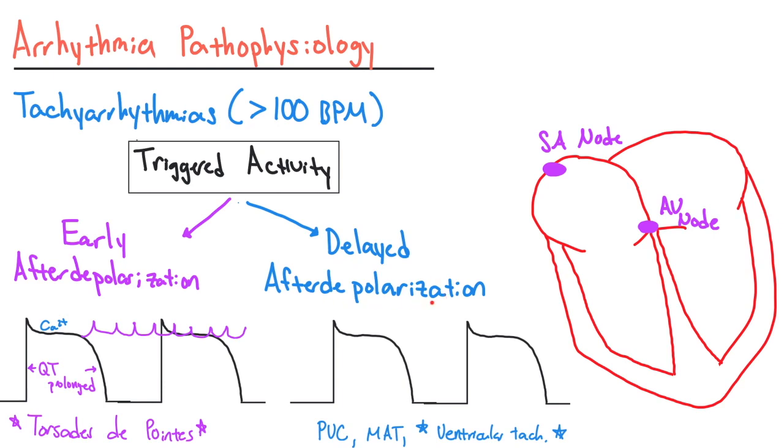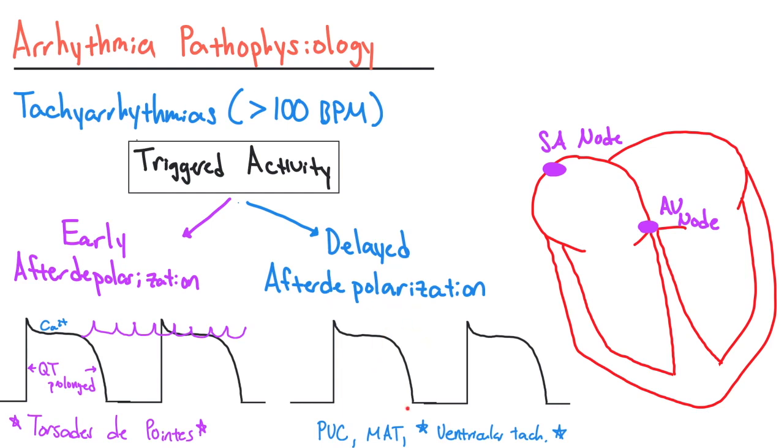Delayed after depolarizations are slightly less well characterized, but the main thing I want you to understand here is this stems from some sort of issue with the intracellular handling of calcium. I want you to think about this as if you have a lot of calcium in the cell, that could be in the sarcoplasmic reticulum. If that happens, you risk the calcium starting to leak out. Through some ion channels, that extra calcium that is not being handled properly inside the cell can cause an influx of sodium, thus causing a pathological depolarization.